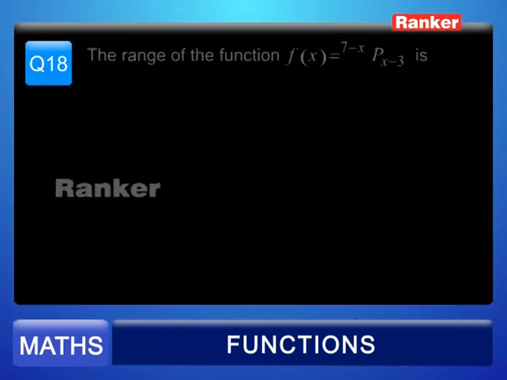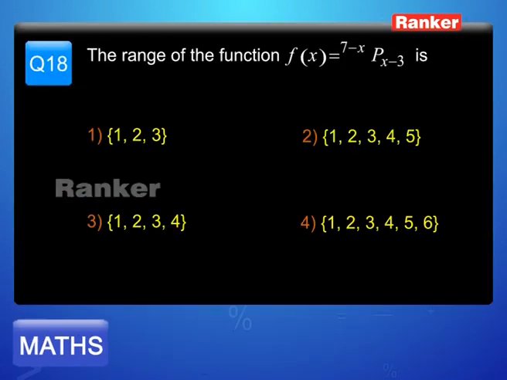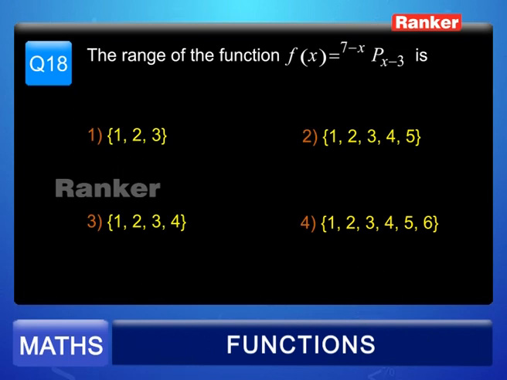In this question, he is asking us the range of a particular function. The function is f of x is equal to 7 minus x P x minus 3. The given options are: the first option, set containing 1, 2, 3; second option, set containing 1, 2, 3, 4 and 5; third option, set containing 1, 2, 3 and 4; fourth option, 1, 2, 3, 4, 5 and 6.